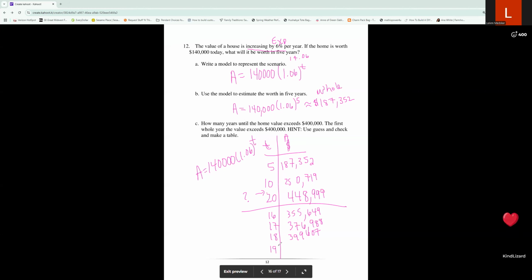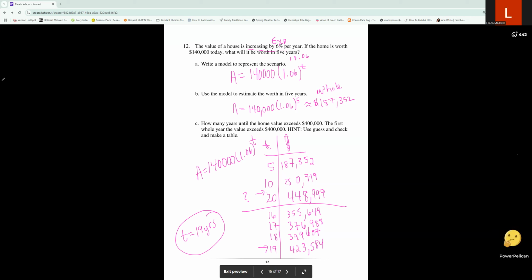All right, so 1.06 raised to the 19th power times the 140,000. It's 423,584. This is the first time. So it would be 19 years in the future is when they would finally have crossed the 400,000 for the first time. They were very close in year 18, but not quite over that threshold yet.